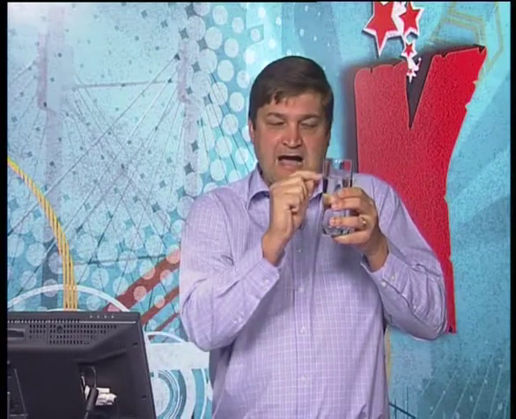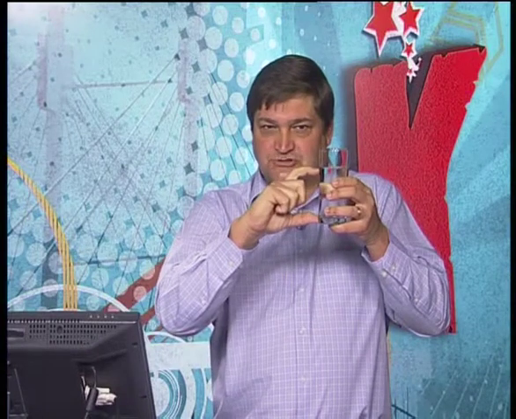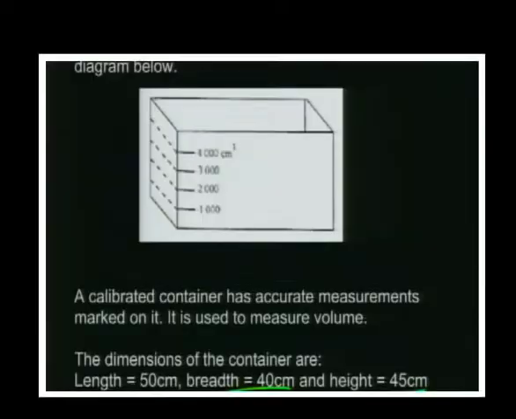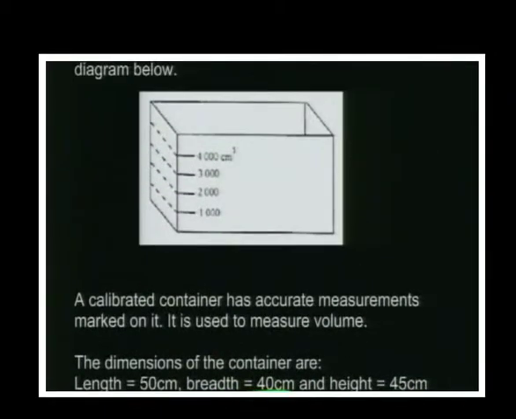So if I were to show you this glass of water, I would say to you, I've got an amount of water in here. How high does it come to? Okay? What height does the water reach on this glass? So let's have a look at it. So the question was, we've got 3,000 centimeters cubed of water. So in this container, there's 3,000 centimeters cubed of water. There it is there. And we want to know, well, how high is that?